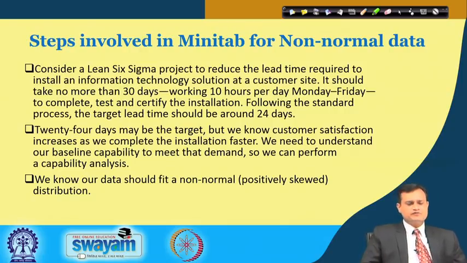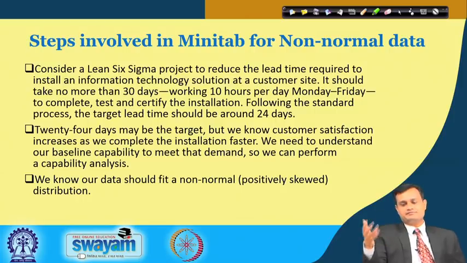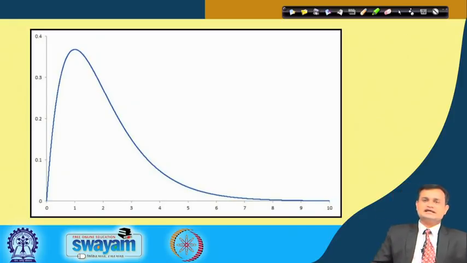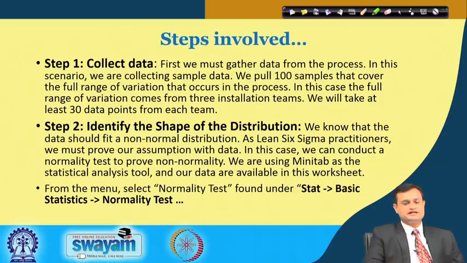So, 24 days may be the target, but we know that customer satisfaction increases if we complete the installation faster, and we basically need to figure out our baseline capability to meet that demand, what is it, so we can perform a capability analysis. Now, just see this and you would find that your distribution is positively skewed and it does not have the normal distribution pattern of the data, and I have to conduct the non-normal process capability analysis.